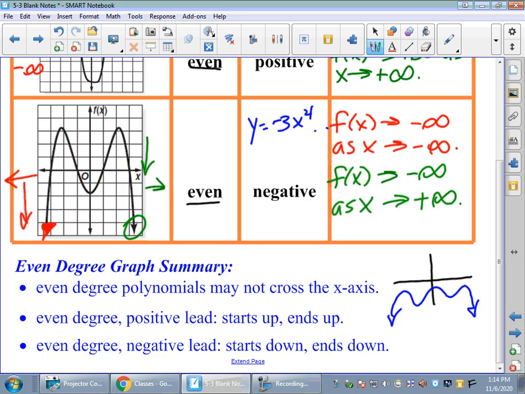Even degree, if it's a positive lead, starts up, ends up, just like a quadratic. Negative lead, starts down, ends down. They're very even, so they both go the same direction, which is nice. And that's going to tell us a lot about when we have to graph. We'll look at the lead coefficient of the equation, we'll look at the degree, and that's going to tell us where our graph starts and stops. So this is the first part of figuring out how to graph these things. We'll know where the graph starts and where it ends based on the lead coefficient and the degree.